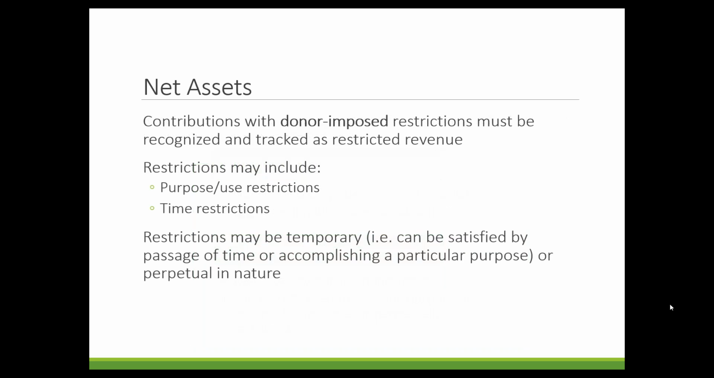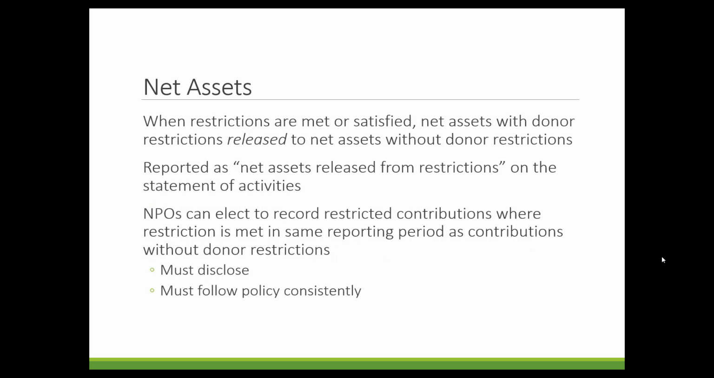Contributions with donor imposed restrictions must be recognized and tracked as restricted revenue. Those restrictions could be purpose use, they could be based on time, and they can still be temporary or perpetual in nature. It's just they're not separately disclosed on the face like that. When restrictions are met or satisfied, net assets with donor restrictions are released to net assets without donor restrictions, and they're reported on the statement of activities as net assets released from restriction.